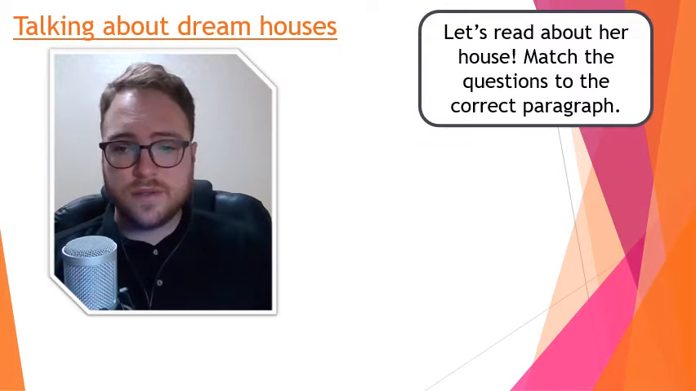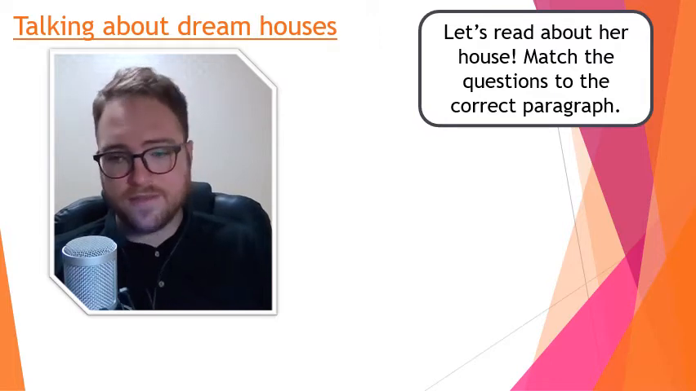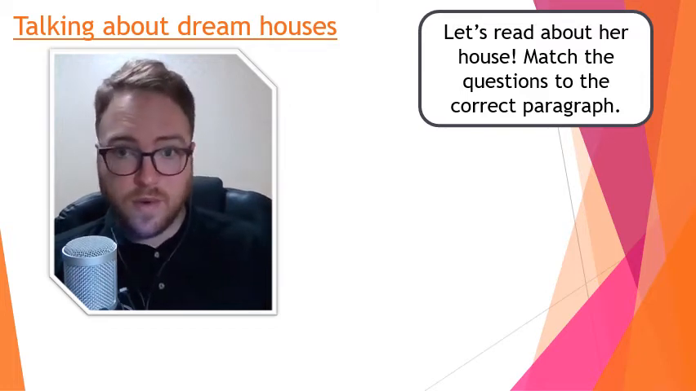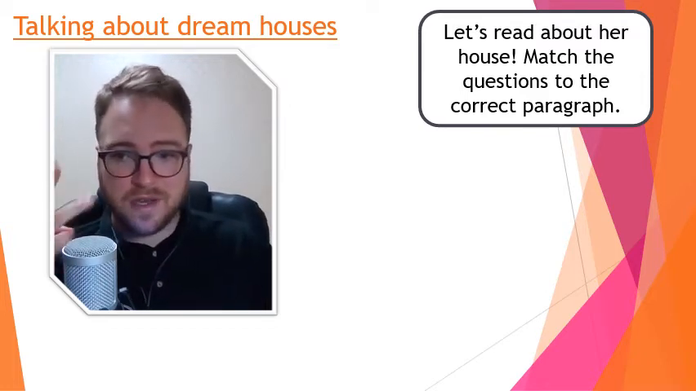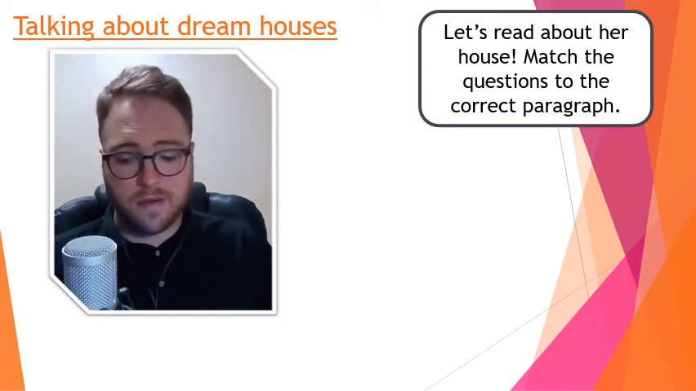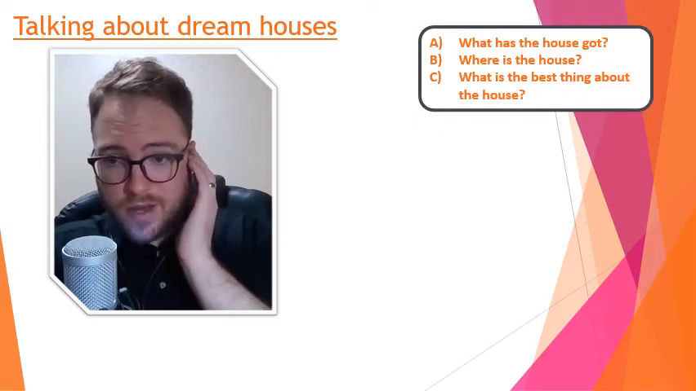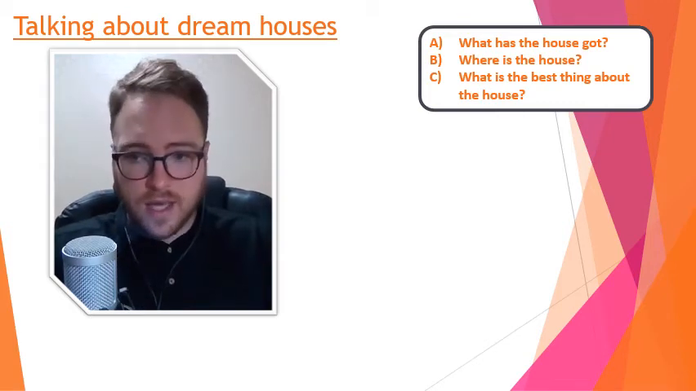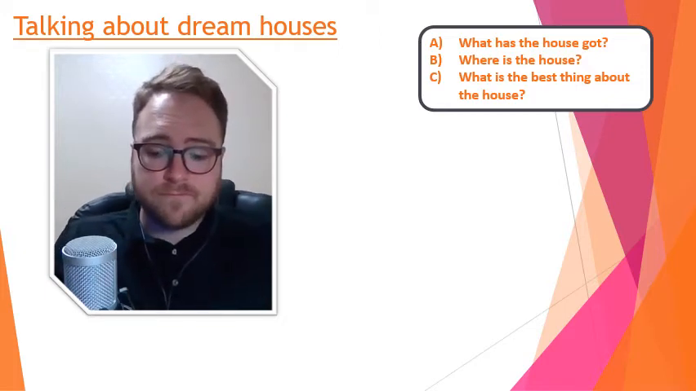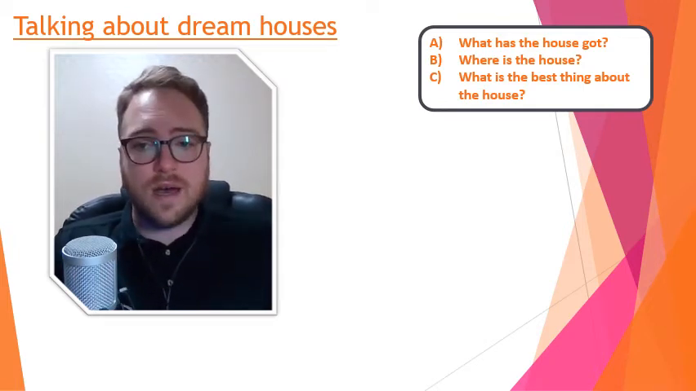All right, so we're going to read about her house. She wrote 3 paragraphs about her house, and we're going to match the 3 questions that we talked about before to each correct paragraph. Here are the questions again, if you forgot. Question A: What has the house got? What does it have? Question B: Where is the house? Question C: What is the best thing about the house?